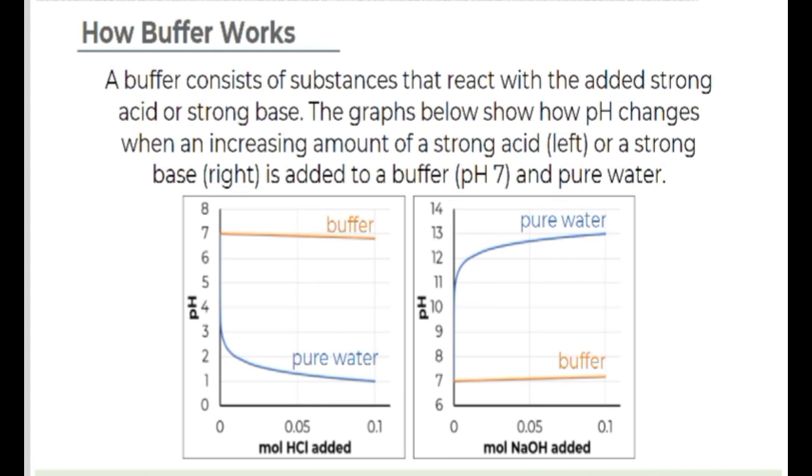So, how does a buffer work? A buffer consists of substances that react with the added strong acid or strong base.